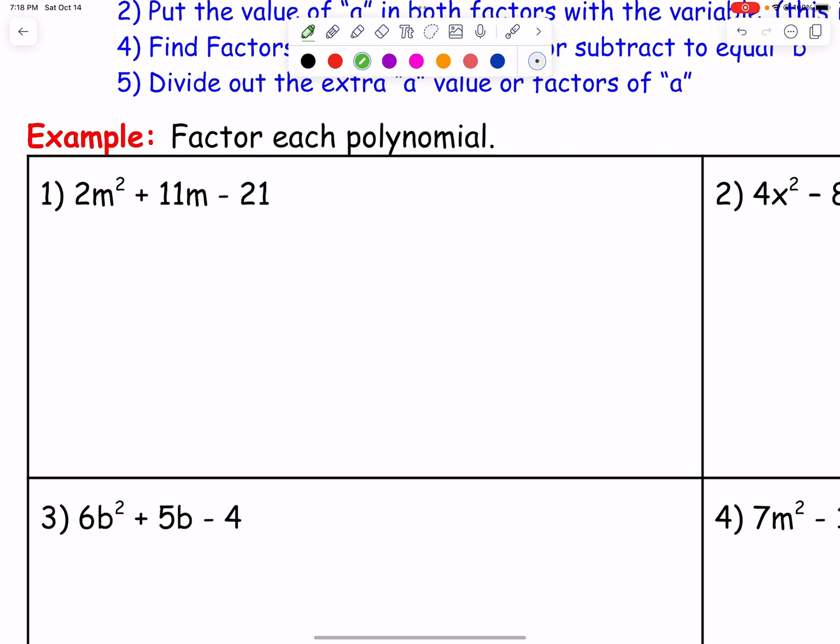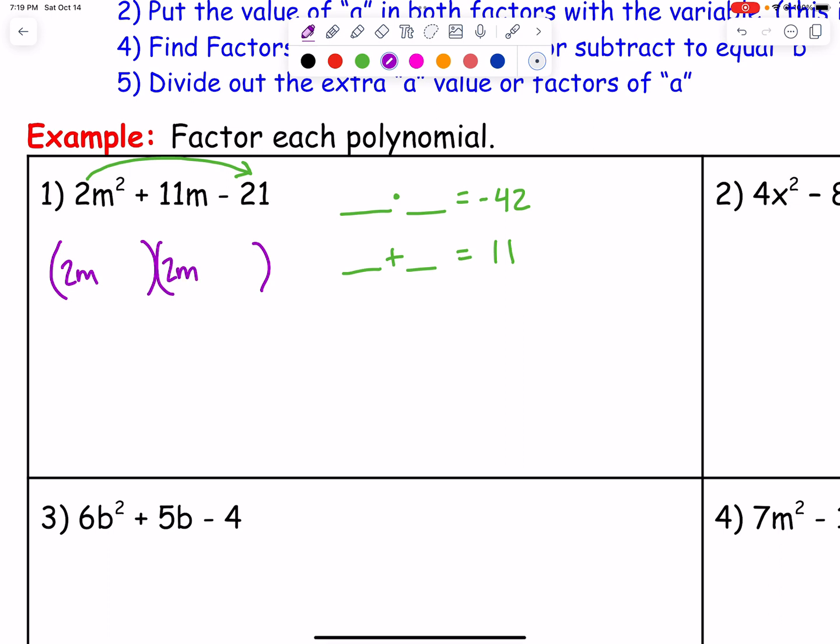So let's take our a value and multiply by our c value of negative 21, and we would get negative 42. And then we always want to add up to get our b value, which is 11. So to get started, we're going to put the a value in both factors with the m. So we put 2m and 2m. And notice that would multiply back together again to give us 4m squared, which would be too big. So by the time we're finished, we just have to divide out the extra 2.